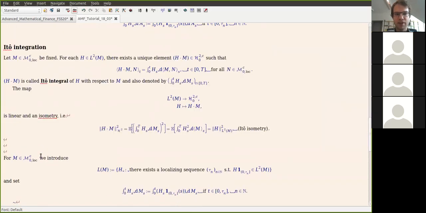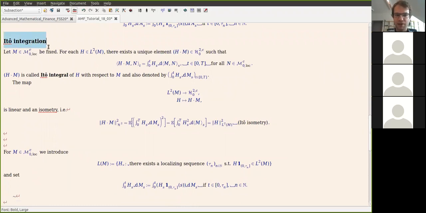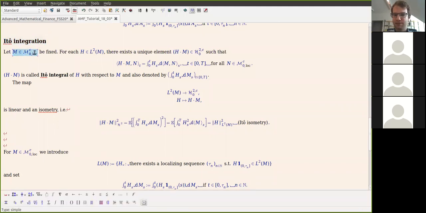And the second ingredient, which we developed properly in the lecture already, is the E2 integral, or integration theory for continuous local martingales. So here, this is what we have already seen in the lecture, so there's not much to say. If I have now a function in L2 with respect to M, then I will have this defining property of the E2 integral.